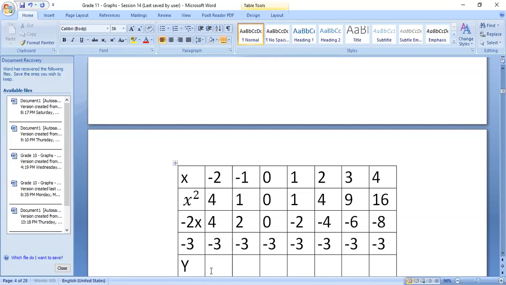The function is y equals x squared minus 2x minus 3. So you have to find the value of these three rows. 4 plus 4 is 8. 8 minus 3 is 5. 1 plus 2 is 3. 3 minus 3 is 0.